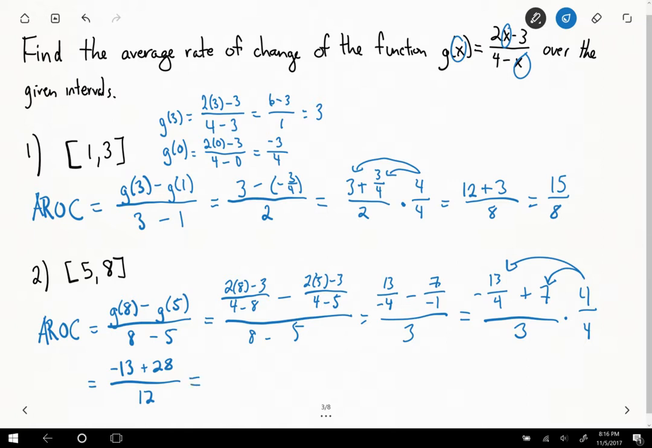So this becomes 28 minus 13 is 15 over 12. Now you have a common term in there, so both of those are divisible by 3. So we could divide both out by 3, and then you have 15 over 12 becomes 5 over 4. And that's a good final answer for us.